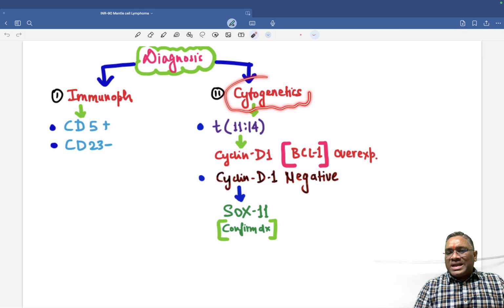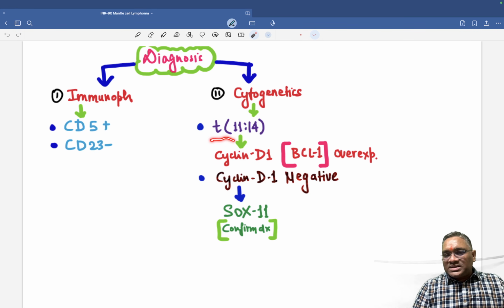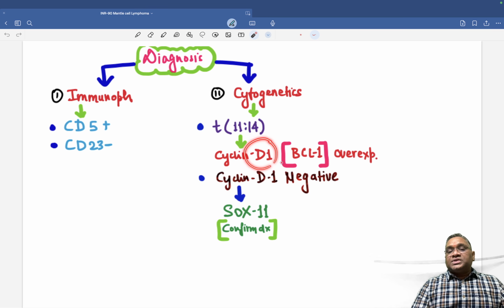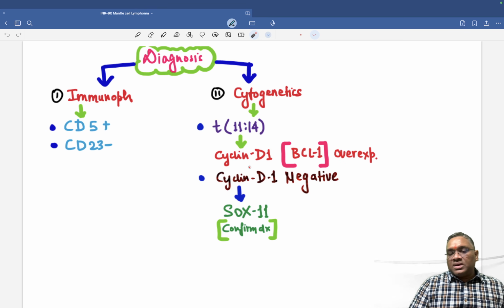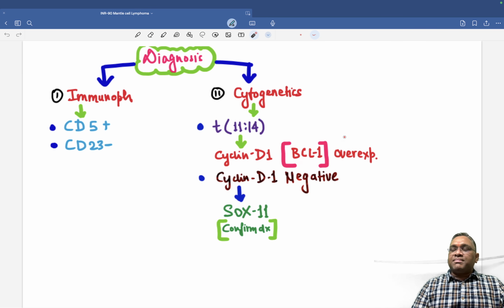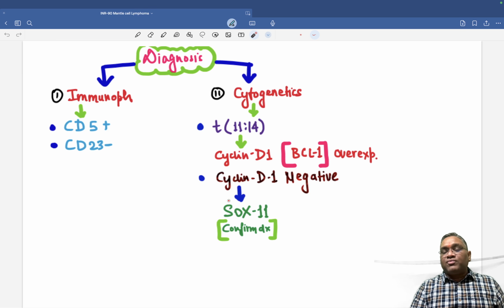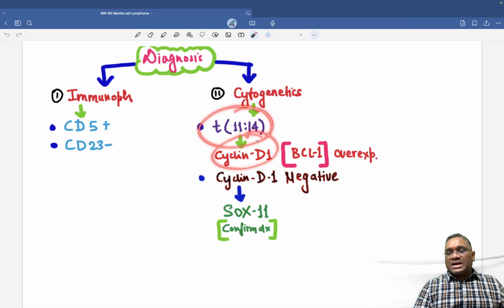On cytogenetic analysis, you will find translocation 11;14 present in mantle cell lymphoma. Why this translocation 11;14? Because of cyclin D1, which is present on chromosome number 11. This cyclin D1, also called BCL1 overexpression, can be present in mantle cell lymphoma. Cyclin D1 or BCL1 overexpression will be seen in mantle cell lymphoma, and this is a very important PYQ: translocation 11;14 or cyclin D1.